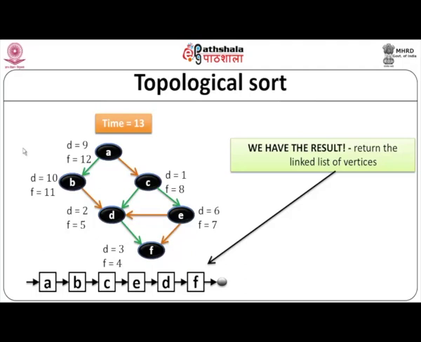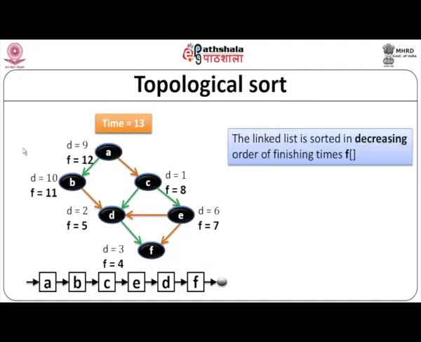You start from A, you can go to B. So, you do B first. Once B is over, you can finish A. So, that is the topological sort. You have done a topological sort as an application of a DFS. The linked list is sorted in decreasing order of finishing times. So, A has got the maximum finishing time 12, B has got the next 11, C has got 8, E has got 7, D has got 5 and F has got 4.